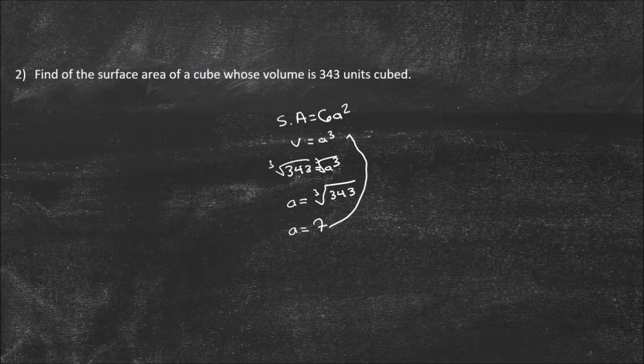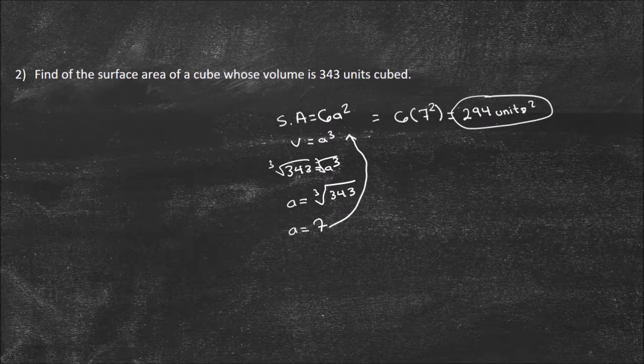We then need to plug that into our surface area formula and get 6 times 7 squared. And what's 6 times 49? Well, it's going to be 6 times 50 and then just minus 6, which should be 294. And this will be surface area, so we're going to say units squared. So for that one, we just need to figure out a first and then work our way back and find the surface area. Again, nothing too bad.